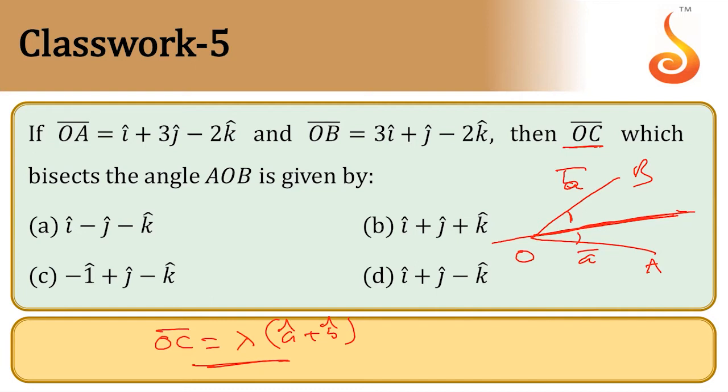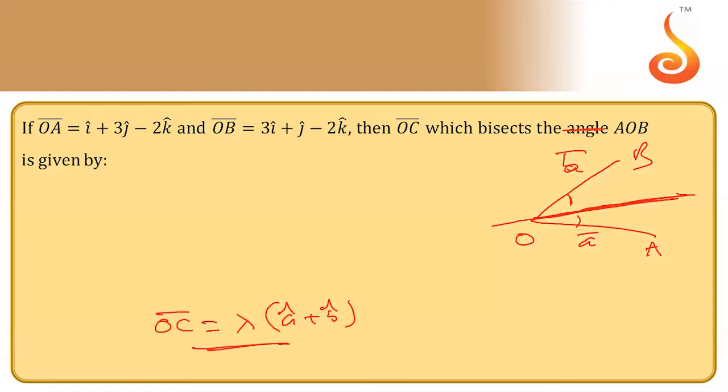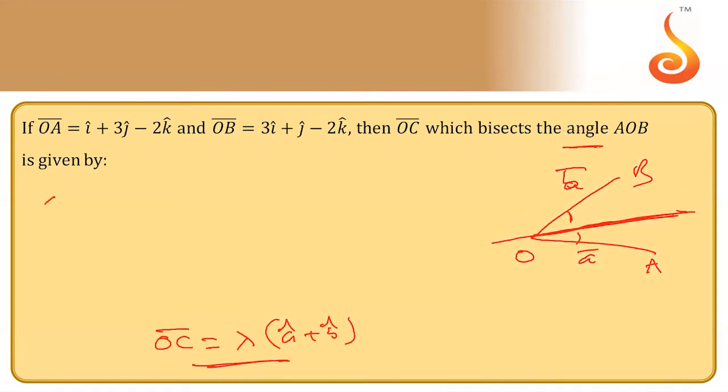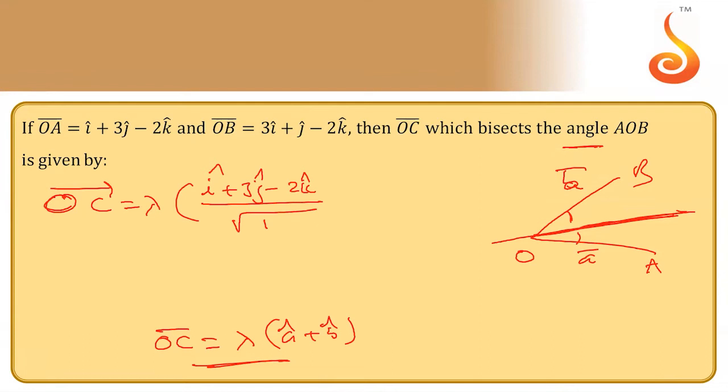Solve it. So OC bar is, A cap means (i + 3j - 2k) by root over 1 + 9 + 4, root 14, sorry, root 14, plus (3i + j - 2k) by the same root 14 comes.